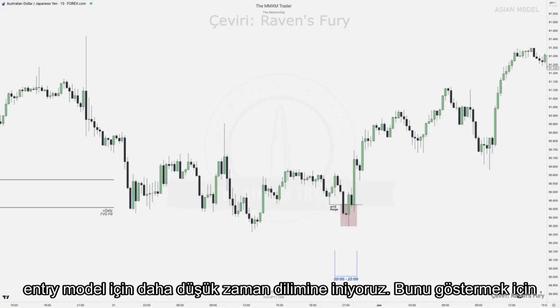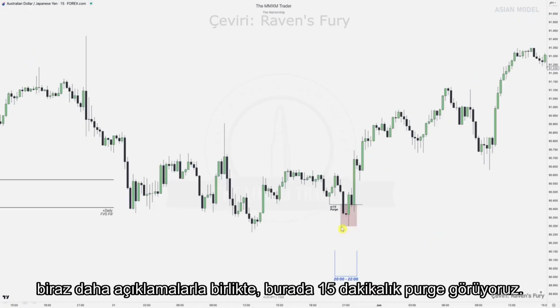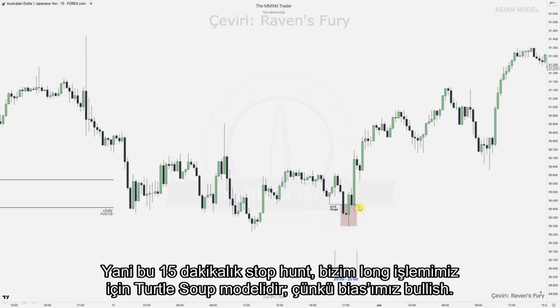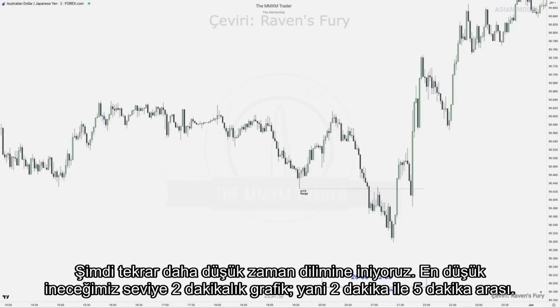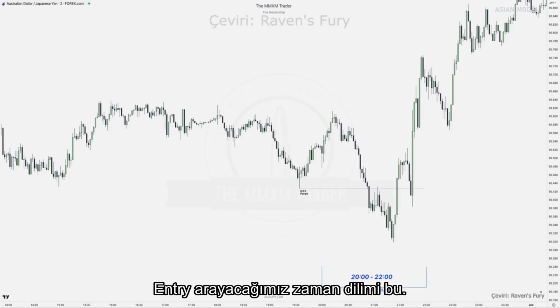So to illustrate how that looks, with a little bit more annotations, we got this 15-minute purge over here, so that 15-minute stop hunt. So that's a turtle soup for our long, because our bias is bullish, right? We're coming from that daily discount fair value gap, and we want to draw into external range liquidity, which is up higher. So now once again diving into the lower time frame, right? The lowest you will go is a 2-minute time frame, between 2 and 5 minutes, right? That's our time frame. We're going to be looking for an entry.